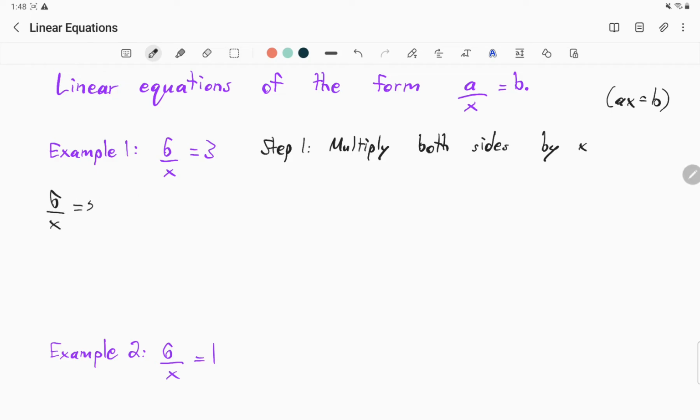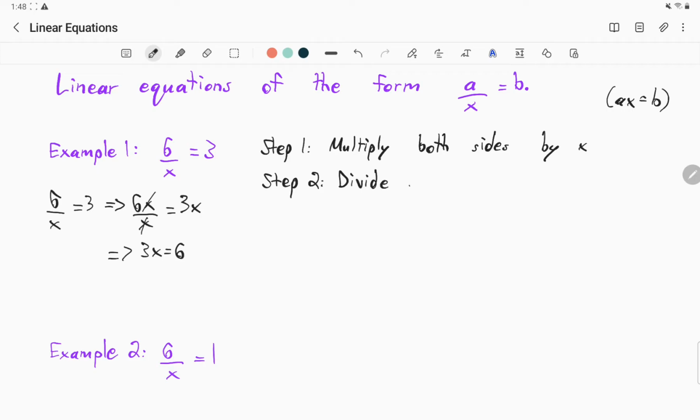What that gives us, let me start writing down here. 6 divided by x equals 3. That gives us 6x over x equals 3x. I just multiplied x's on top on both sides. That gives us, well, those x's cancel. That gives us 6 equals 3x. Rewrite that as 3x equals 6. Step two, divide. Now this is the form we know.